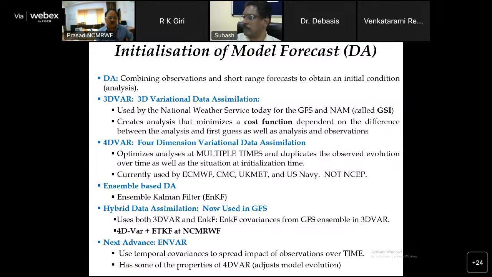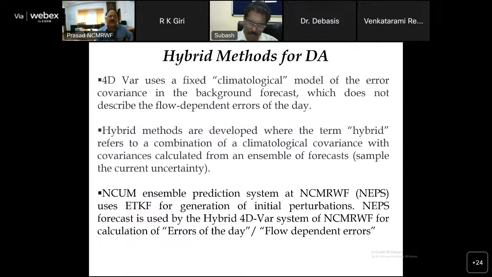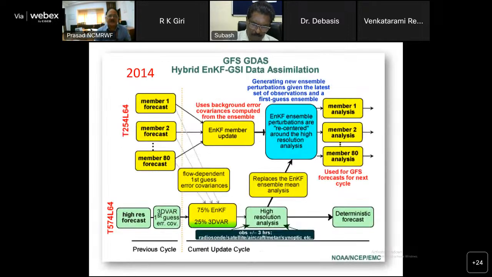India also is starting to use 4D-EnVar in one of the systems, and 4D-Var ensemble systems. In these hybrid methods, we compute the model guesses by giving a weightage to climatological background errors and to the flow-dependent variables. This is the scenario we arrived at using multiple ensemble members for assimilation.